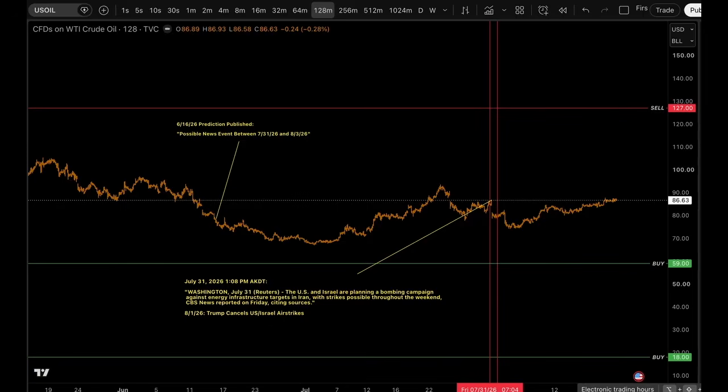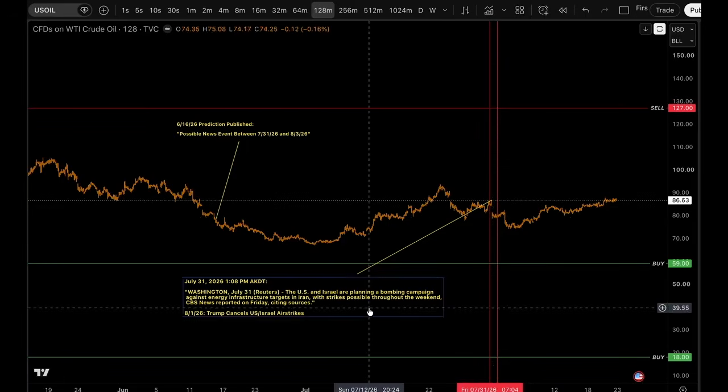The U.S. and Israel are planning a bombing campaign against energy infrastructure targets in Iran. Then on August 1st, Trump canceled those airstrikes. So this caused a very noticeable move down in the time series. This is what the geometry is sensitive to. And again, it was indirectly sensitive to human actions.